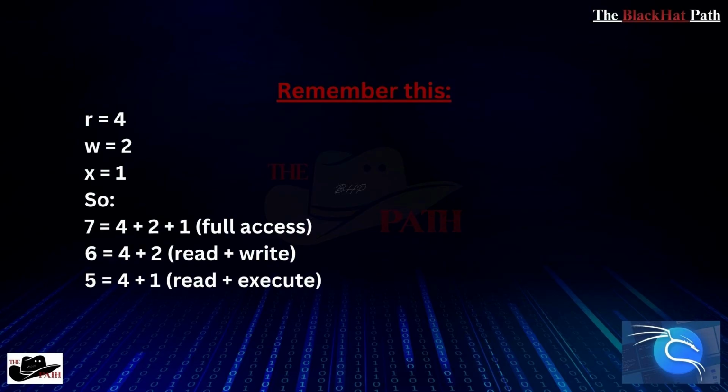Remember this, that r is 4, w is 2 and x is 1. So 7 is equal to 4 plus 2 plus 1, which means full permissions. 6 is equal to 4 plus 2, which is read and write. And 5 can be 4 plus 1, which is read plus execute.